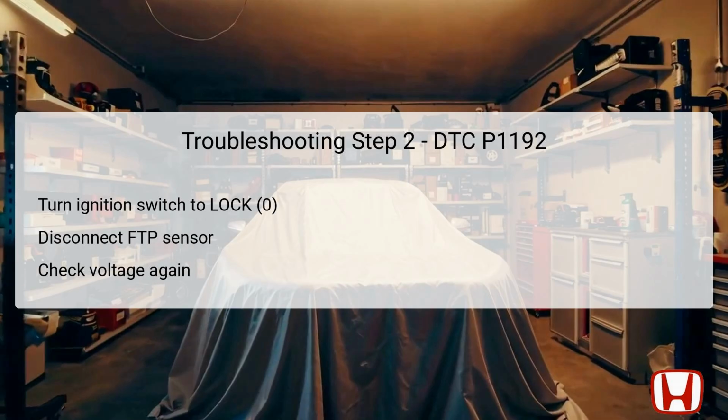In this second troubleshooting step, first turn the ignition switch to the lock position, which is the initial state when the vehicle is off. After ensuring the ignition is off, proceed to disconnect the FTP sensor 3P connector, which is the connector linked to the FTP sensor. Following this disconnection, turn the ignition switch back to the on position. Again, use the Honda Diagnostic System, HDS, to check the voltage of the FTP sensor. This step is crucial, as it helps determine if the low voltage condition persists even after disconnecting the sensor.